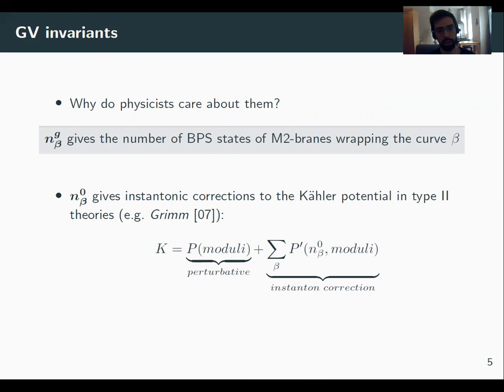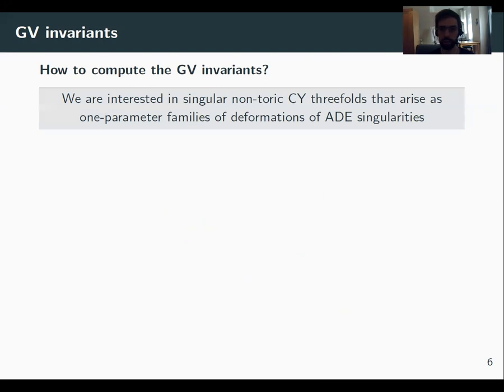The main question now is, how can we do this? How can we compute these GV invariants? There are existing techniques in the literature, and now I'll explain a new way, a more physics-based way of doing these computations. So we are interested in the following in singular non-toric Calabi-Yau threefolds that arise as one-parameter families of deformations of ADE singularities. So this was a long string of words, and so I'll explain every part so that we can exactly understand what's going on.